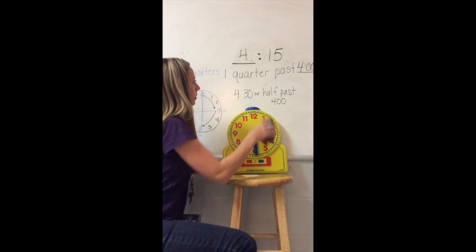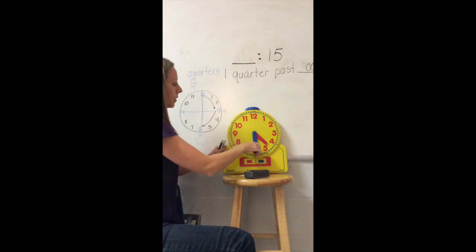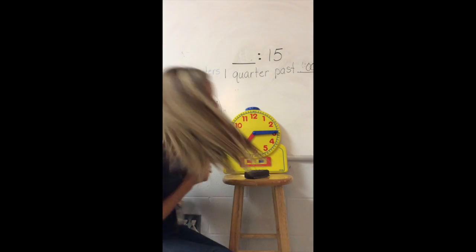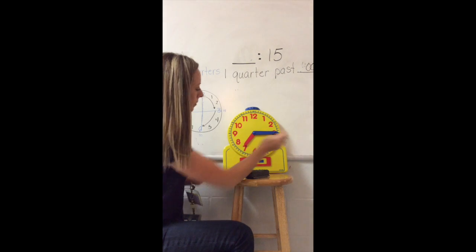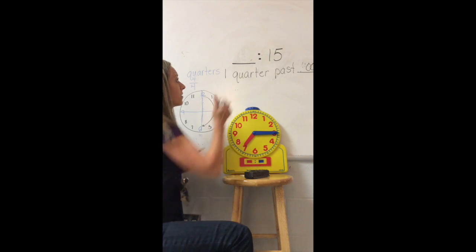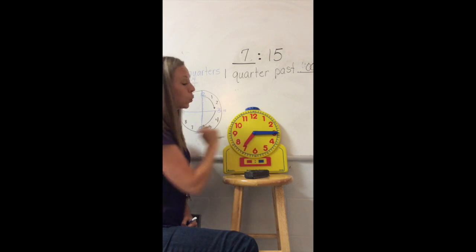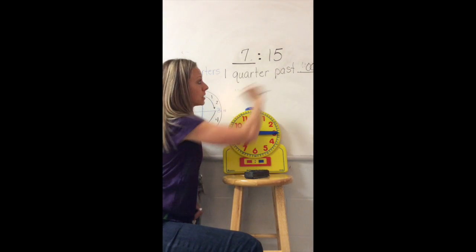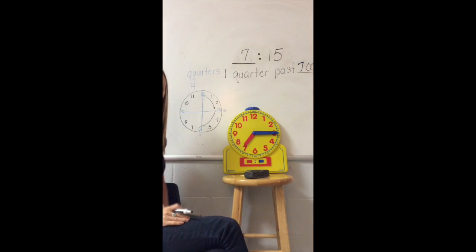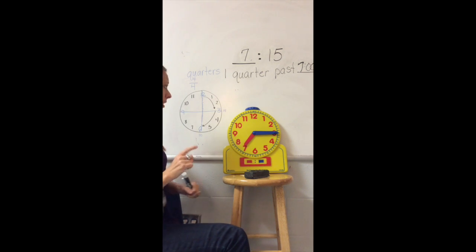All right, let's try another. What time is it now? It's 7:15, or 1/4 past 7. Are we getting it now? The quarter past. Excellent. Now I'm going to teach you what happens when we get to a time that looks like this.